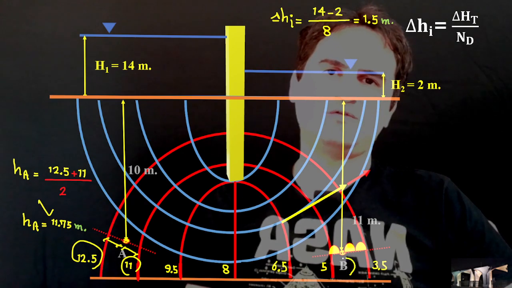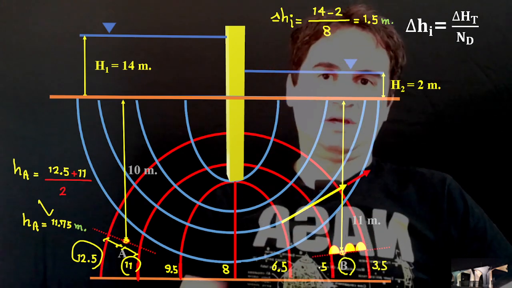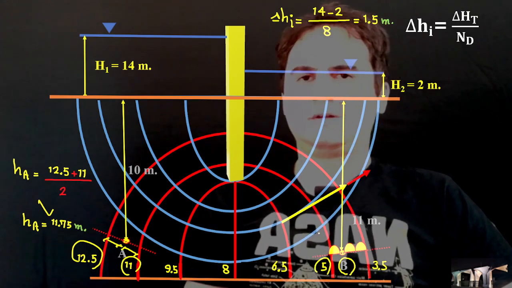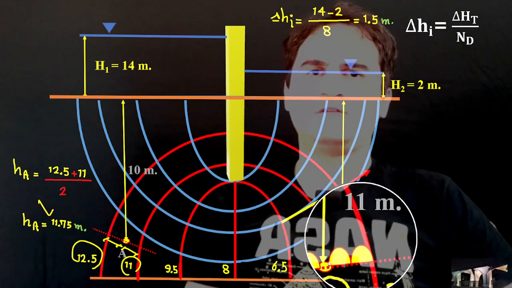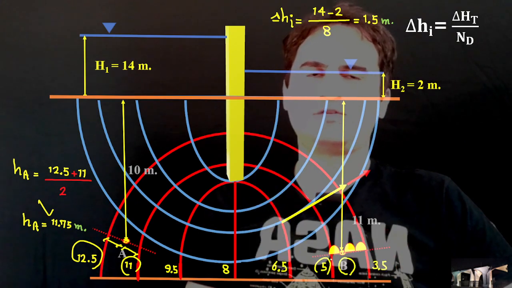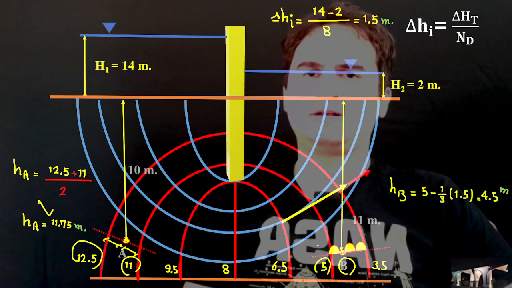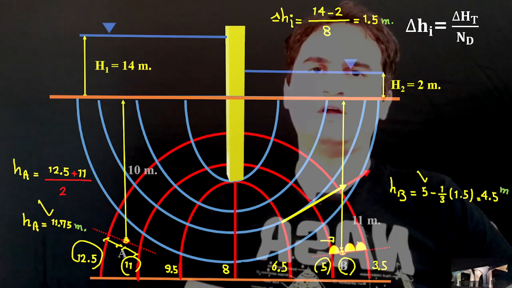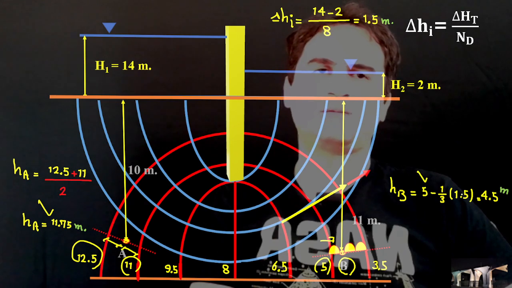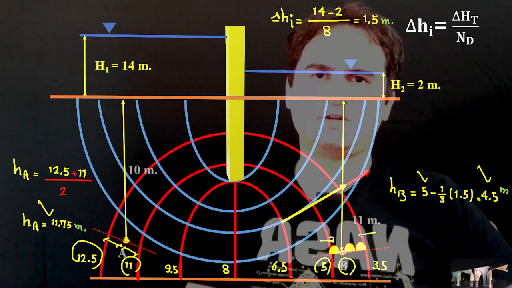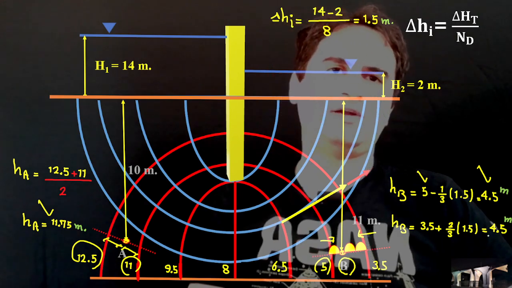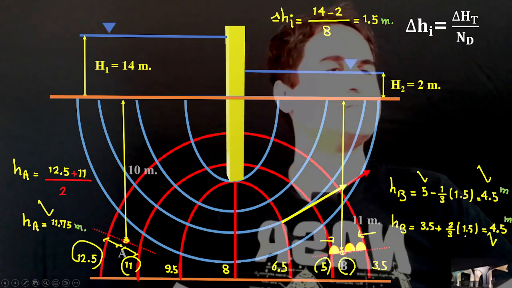Likewise, if you want to calculate HB, this is 5, and assume this is 1/3 from the isopotential line of 5 and 2/3 from the isopotential line of 3.5. So if you calculate the head loss from 5, HB is 5 minus 1/3 times 1.5, which is each of the drops. That gives you 4.5. You can start from the other side. That's 3.5 plus 2/3 of 1.5. It just gives you the same value.